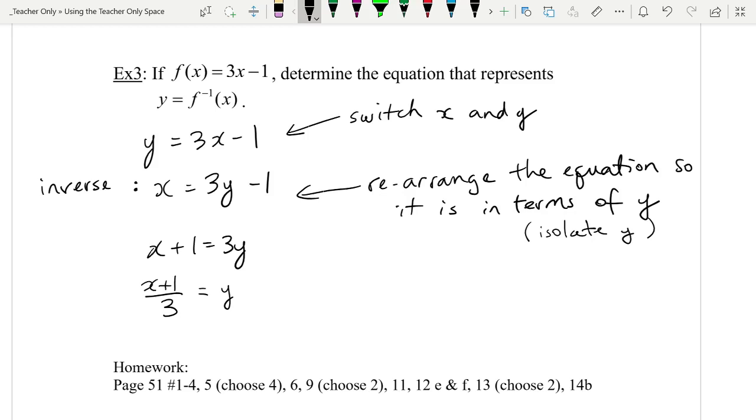And then that's it. Remember that y can be said to be f of x. But f of x was already defined as 3x minus 1. This thing isn't f of x. It's the inverse of f of x. And that's how we do those.